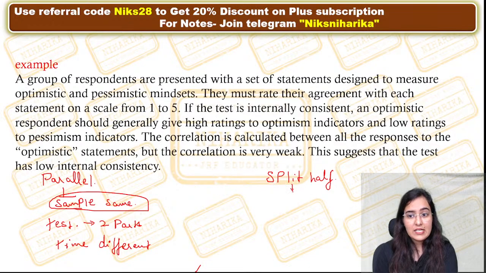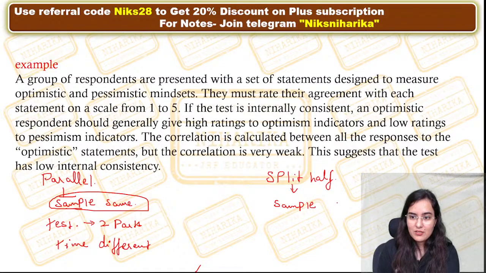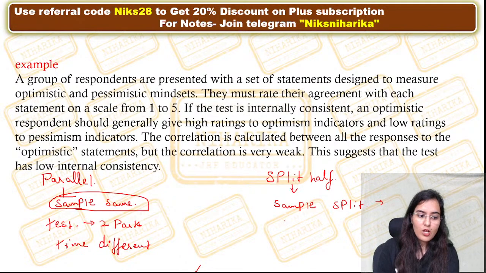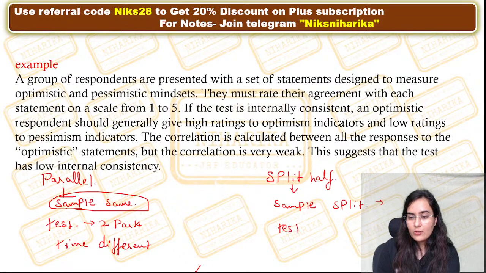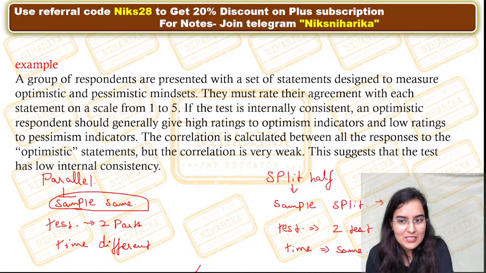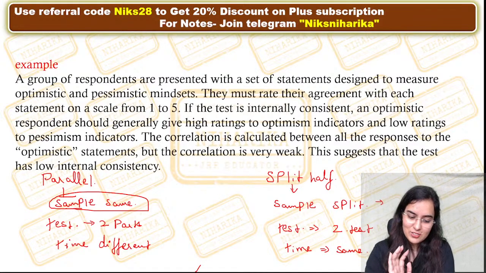That was in parallel. In split half, the difference is that you are splitting the group. That means the sample will be split between group A and group B. Now, one group will give only and only one test. That means there will be two tests, and the time of those two tests will be exactly the same. You don't have to do it two times in parallel, just finish the result in one go. That's it. Interchange is the keyword.